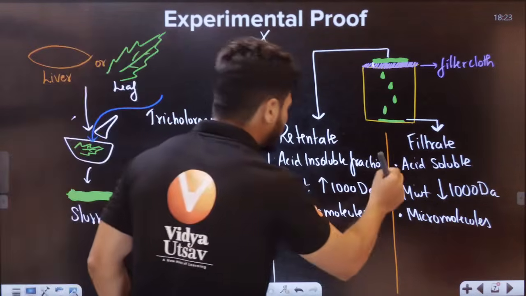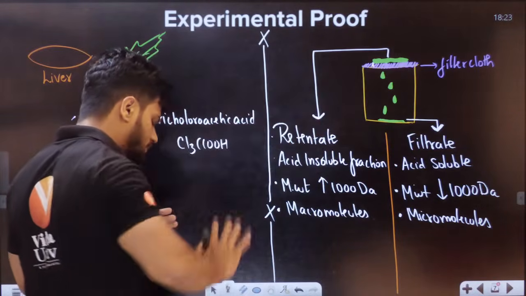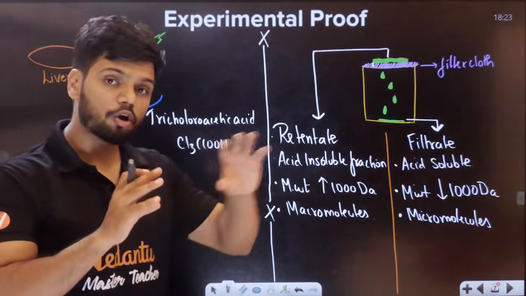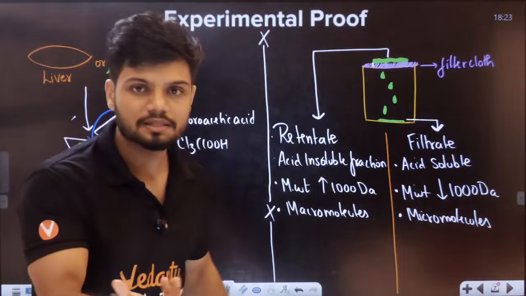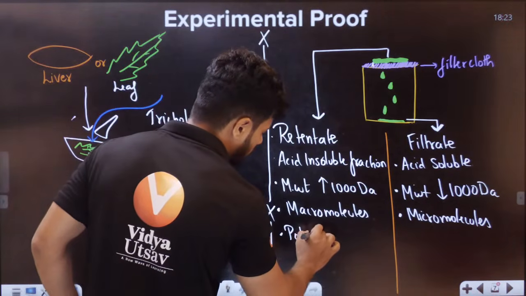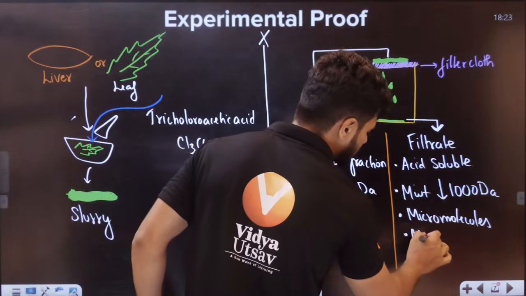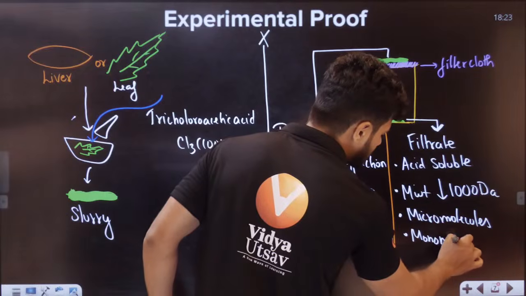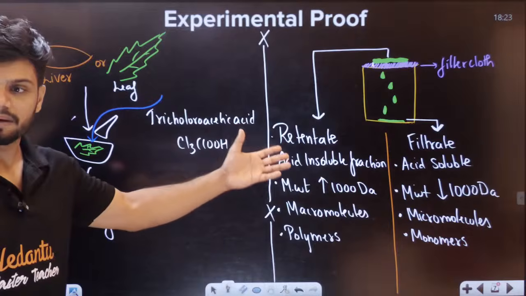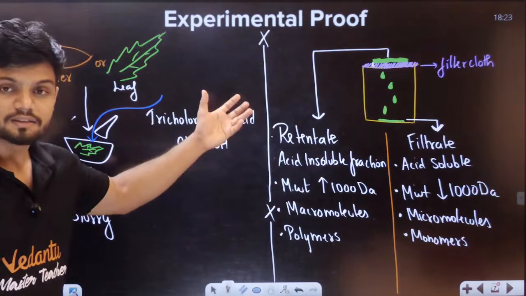Now, if these are macromolecules, it means they are very long chains. Yes, students, very, very long chains. If they have to be very long chains, they have to be generally polymers. And these are technically the monomers. Students, how many of you understood? This is a simple experiment to tell us the difference between the retentate and the filtrate.